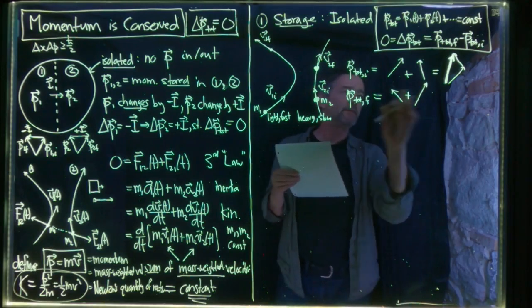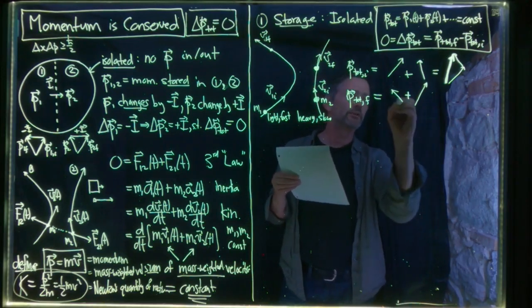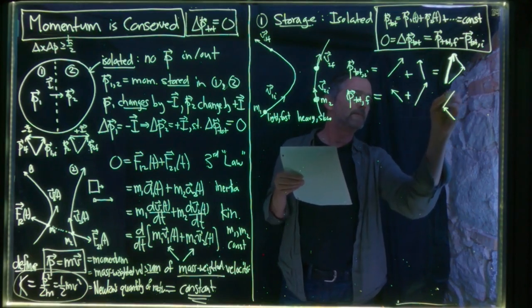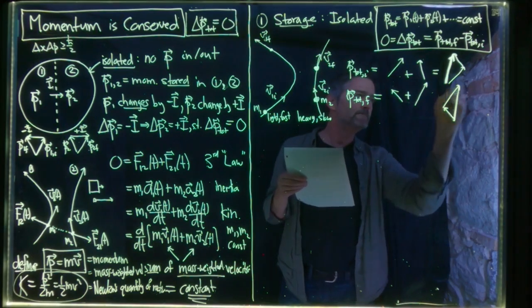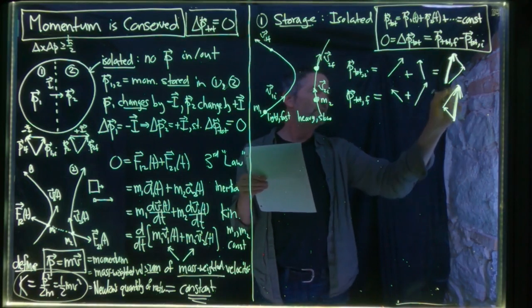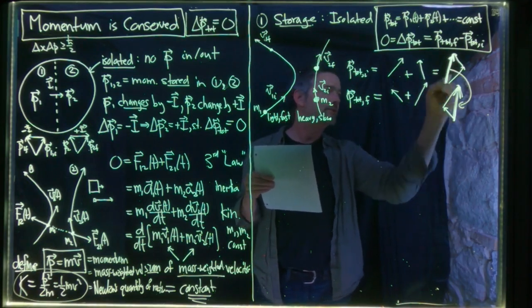And so then if we add these two up, we take this vector over here, and we add to it that vector, and we get this vector. And I'll make it a little bit bolder. Okay, so this is P total initial, this is P total final. These two vectors here are the same.